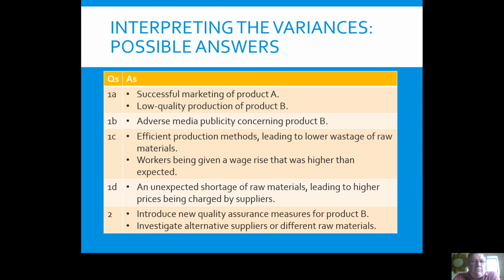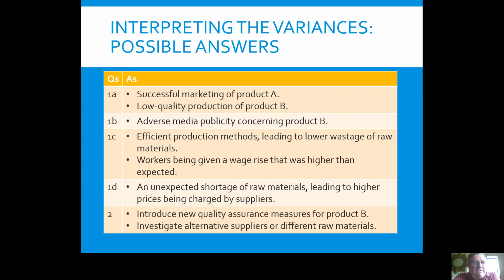So, product A sold better than we planned. Maybe we had a really good marketing campaign for it. Maybe we had really interesting posters. Maybe we gave away lots of free samples and it made people come buy it. Why did product B sell poorly? Maybe it's not very nice. Maybe it's a bad recipe. Maybe we need to change the recipe. It just might not be very good. Those are both things inside the business that have impacted our sales.